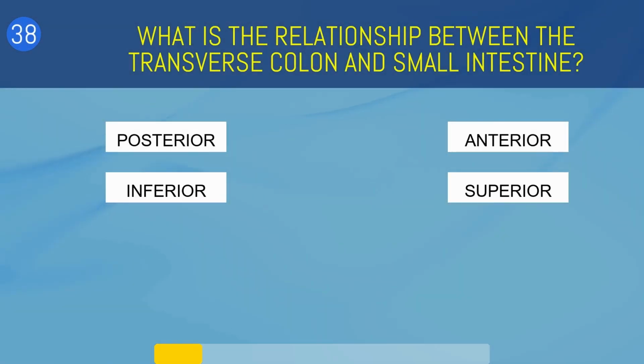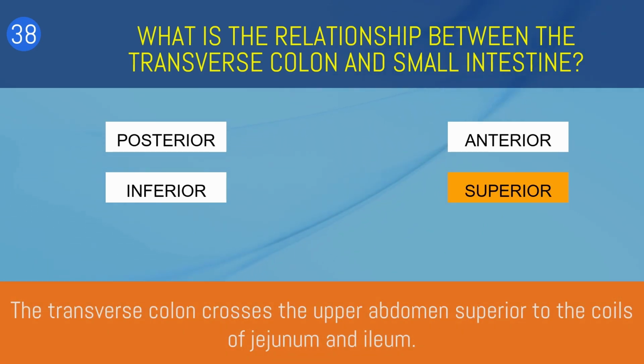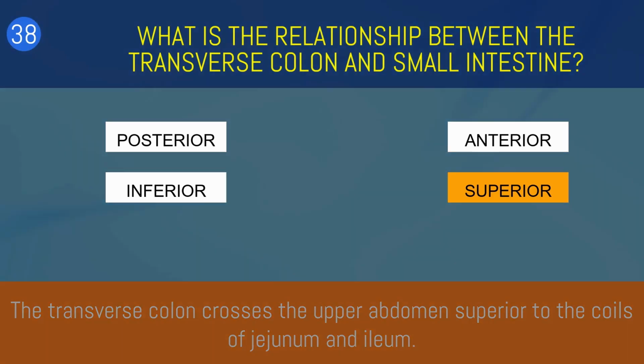What is the relationship between the transverse colon and small intestine? Posterior, inferior, anterior, or superior? Superior. The transverse colon crosses the upper abdomen superior to the coils of jejunum and ileum.